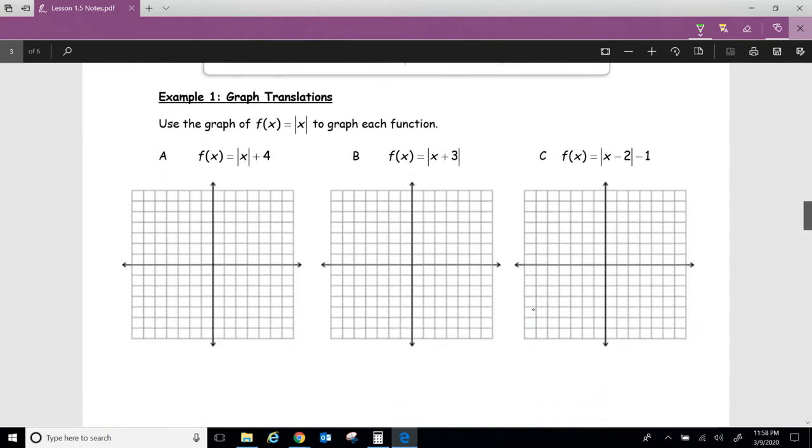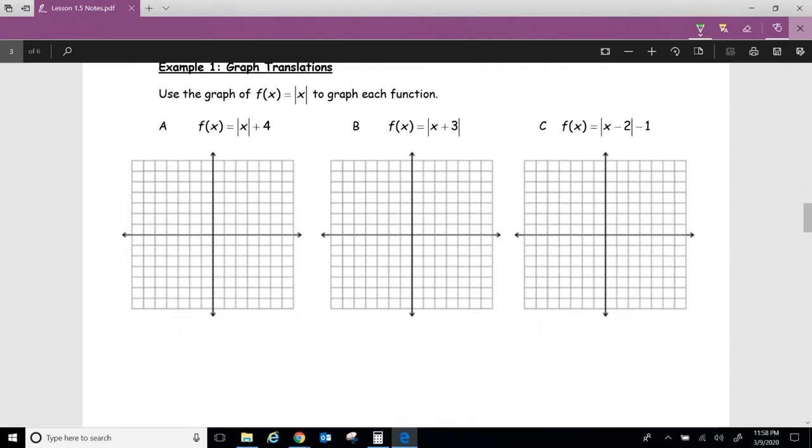So let's do a couple of graphs to remind ourselves what these look like. So first it says use the graph of the absolute value function. Well, the absolute value function normally looks like a V shape centered at the origin. All right, that's my parent function.